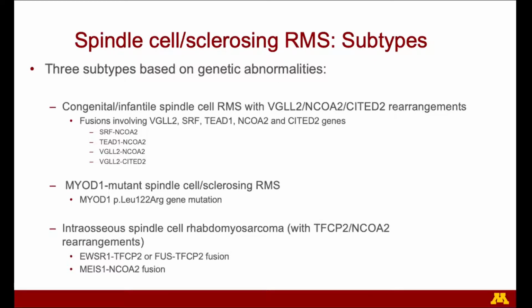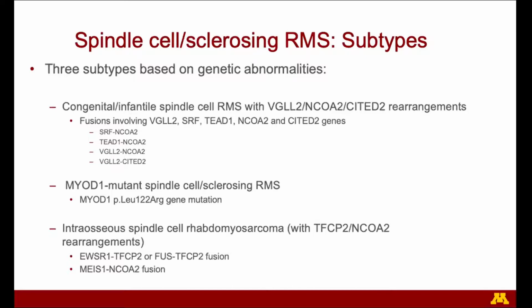Again, there are 3 subtypes in this group of rhabdomyosarcomas with characteristic genotype alterations. The first subtype shows different gene fusions involving VGLL2/NCOA2 and CITED2 genes. The second subtype shows a somatic point mutation in the MyoD1 gene, and the third, recently described intraosseous spindle cell rhabdomyosarcoma, shows either the EWSR1 or the FUS gene fused to the TFCP2 gene. The MEIS1 and NCOA2 fusion has also been described.